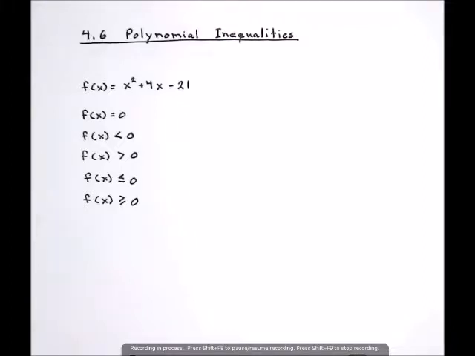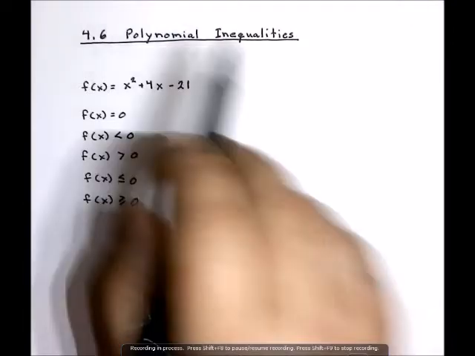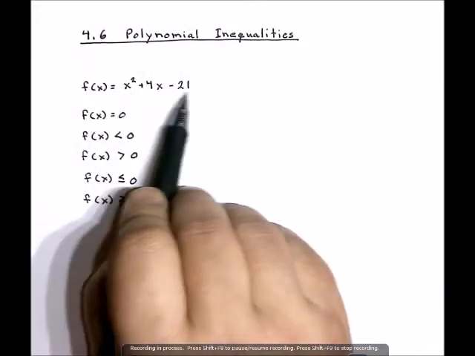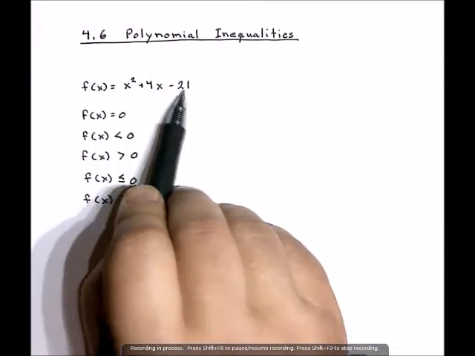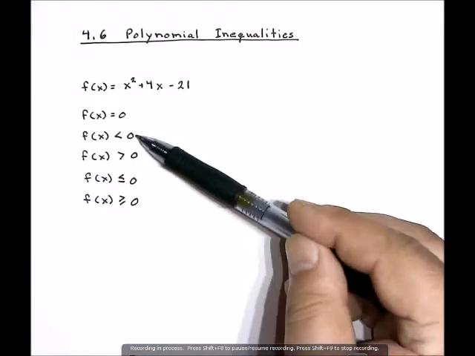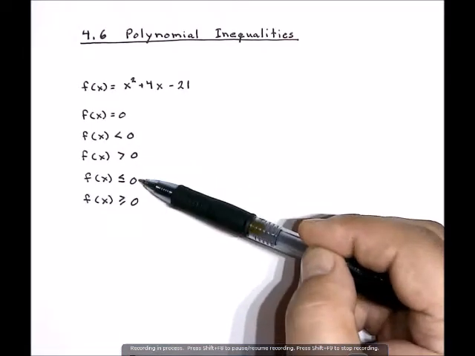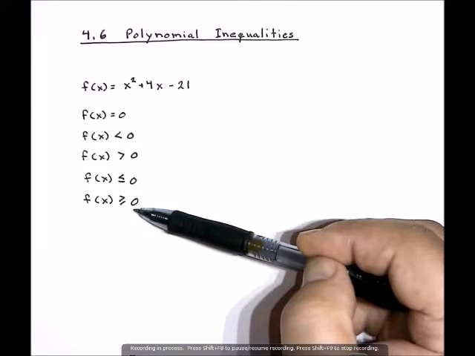Section 4.6, Polynomial Inequalities. This is going to be one of the easiest sections that you go through. You're going to be using your calculator a lot. So what you're going to do is take equations like this and figure out when they're 0, when they're less than or greater than 0, or when they're less than or equal to or greater than or equal to 0.